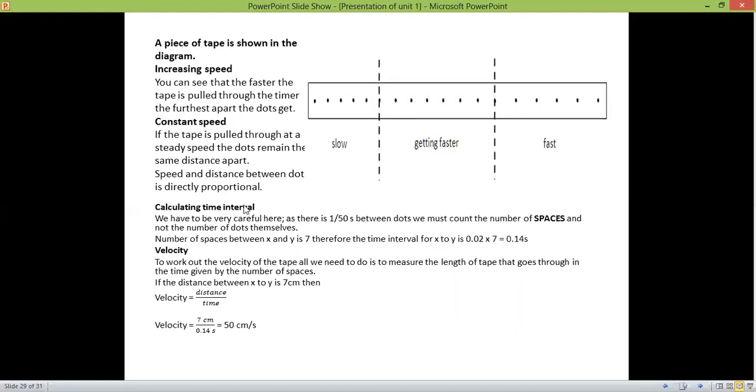Ticker tape timer can be used to find velocity or the speed of the body. The formula for speed or velocity is distance over time. For distance, we're going to measure the distance between these two vertical lines by using a scale. For example, it is 7 centimeter. So distance will be replaced by 7 centimeter, and the time interval measured between these two vertical lines was 0.14 seconds. So it will be written over here in place of time. So the final answer is 50 centimeter per second.